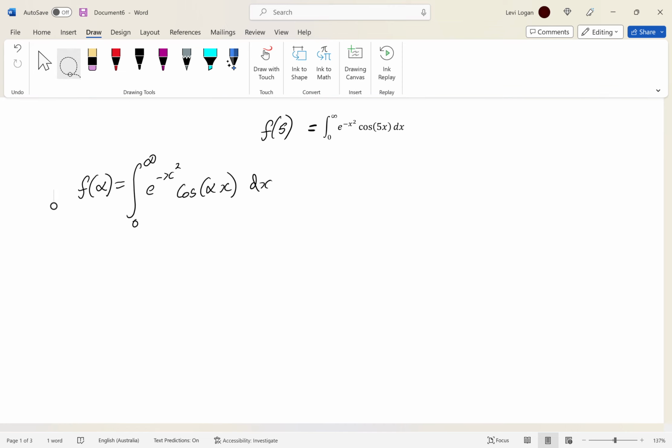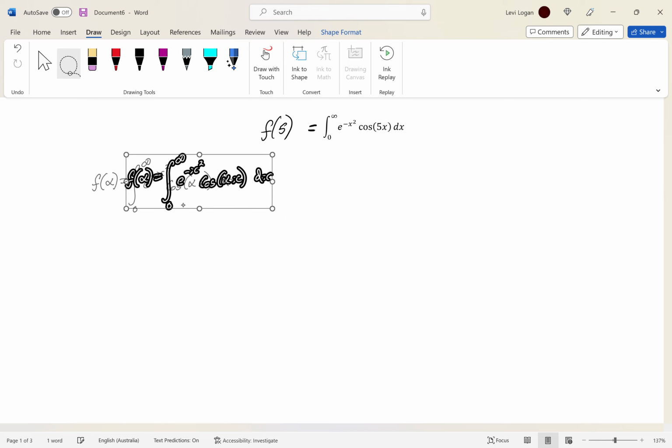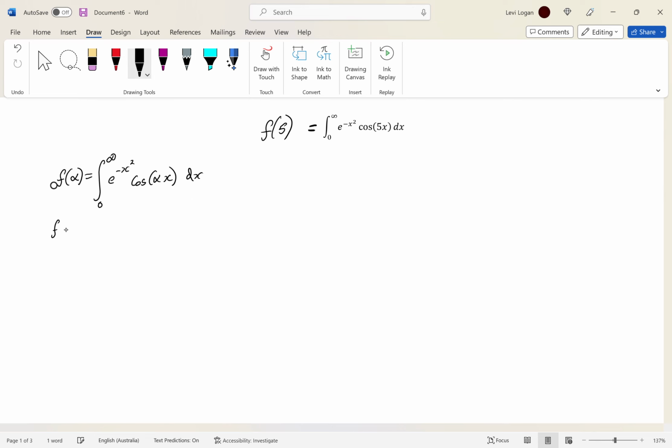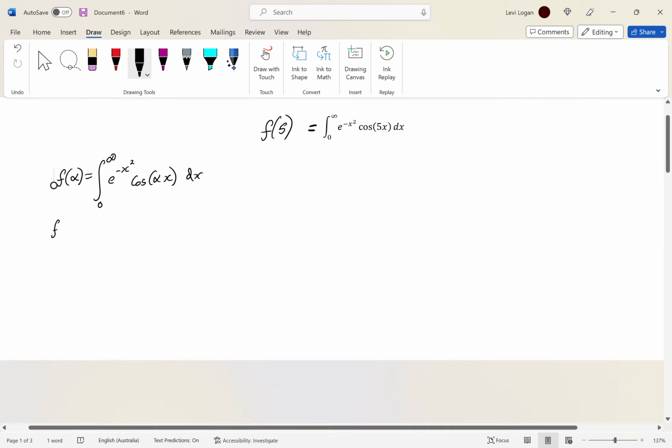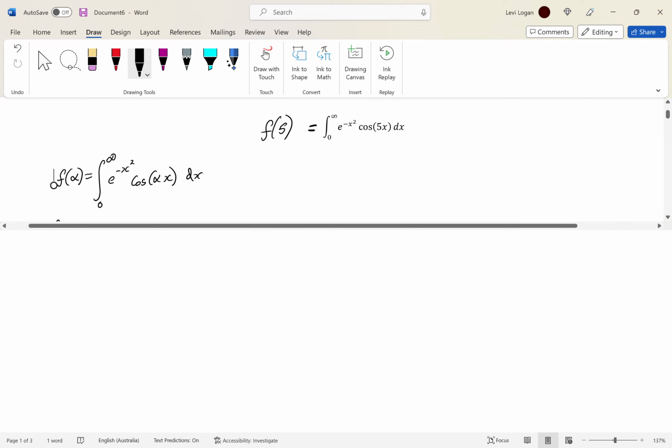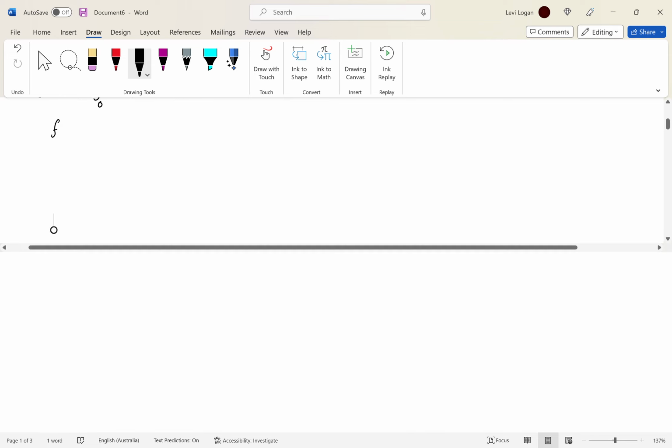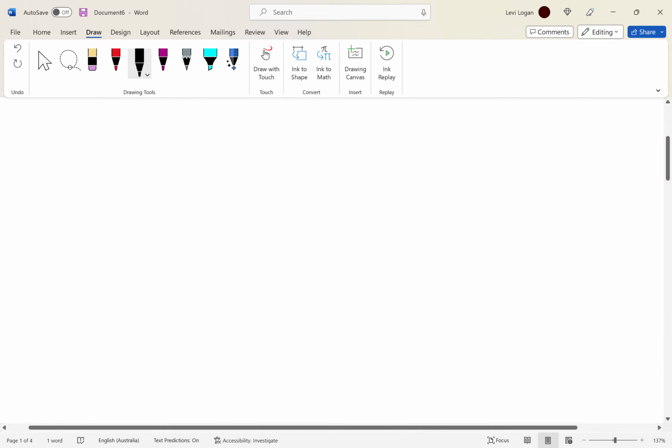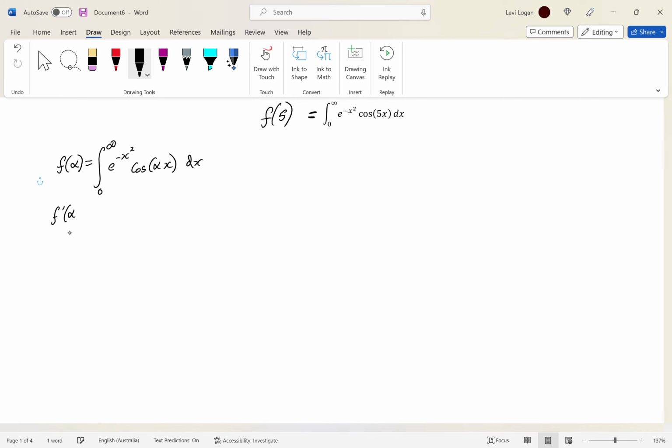So let's make this line a bit smaller. Our next line would be f dash of alpha, and then we'd have the derivative with respect to alpha of our whole integral, from 0 to infinity, of e to the negative x squared cos of alpha x dx. Now what we can do is move this derivative onto the inside, and basically we'll make it a partial derivative.